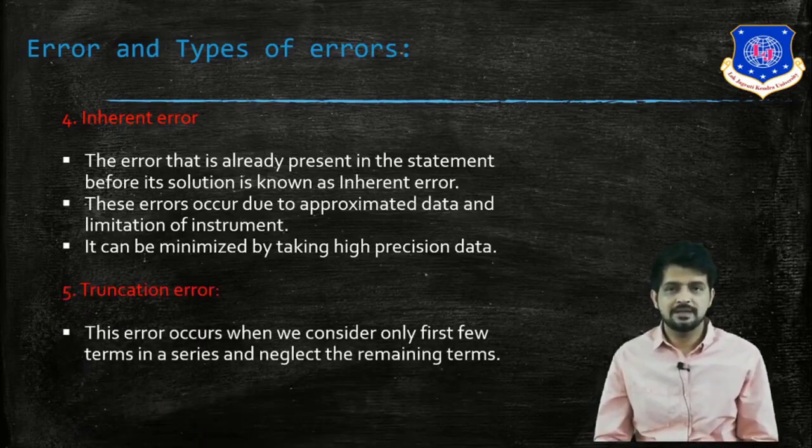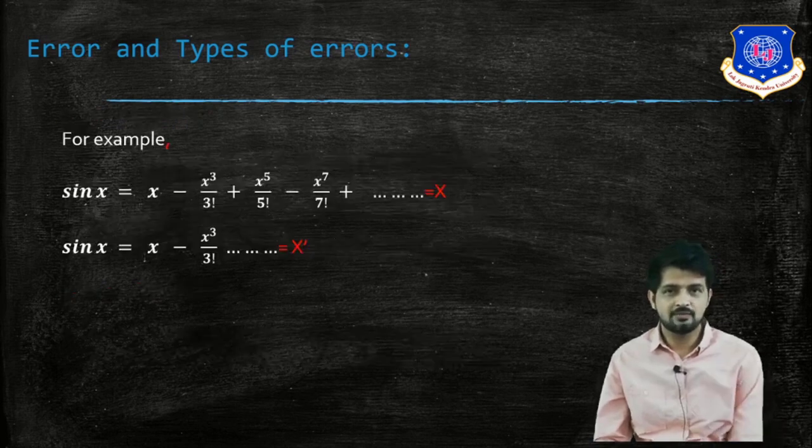And the last one is truncation error. What is the meaning of truncation error? See, I will show you with the help of an example. Take one example, sin x.